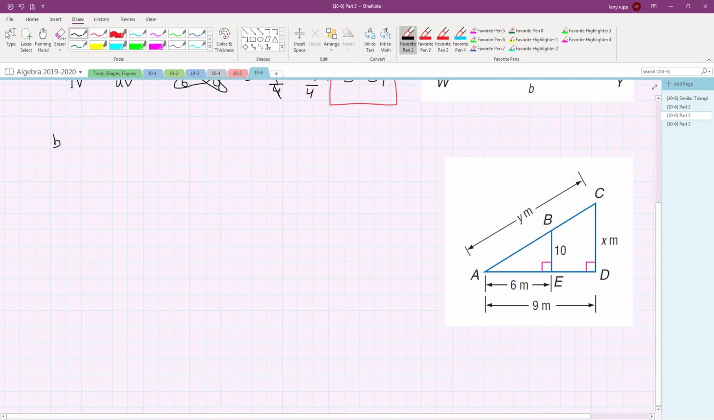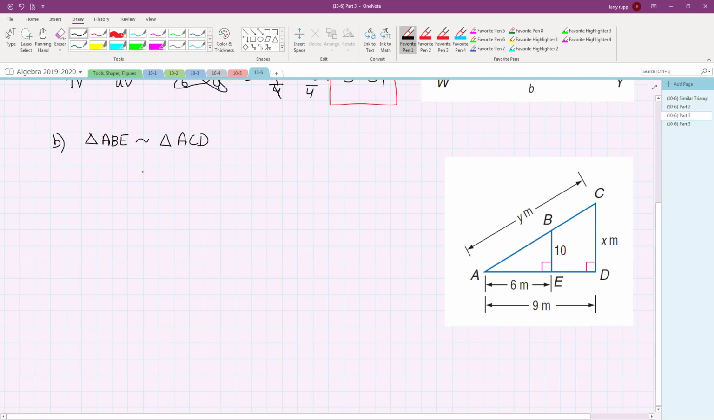Okay, let's do part B of example 2. And that says you have this diagram here on the right-hand side. Now this is a typical type of diagram that you're going to see where you have two triangles nested inside each other, or one inside the other. And it gives us this piece of information. It says that triangle ABE is going to be similar to triangle ACD.